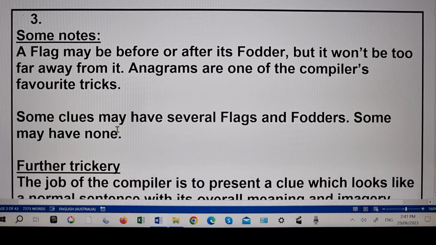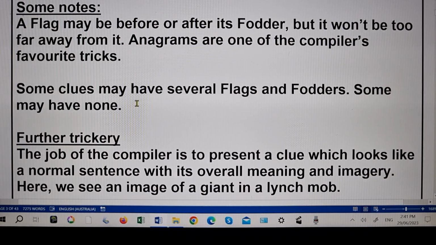Some notes. A flag may be before or after its fodder, but it won't be too far away from it. Anagrams are one of the compiler's favourite tricks. Some clues may have several flags and several fodders. Some may have none.